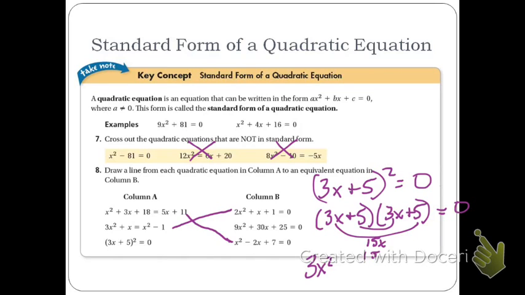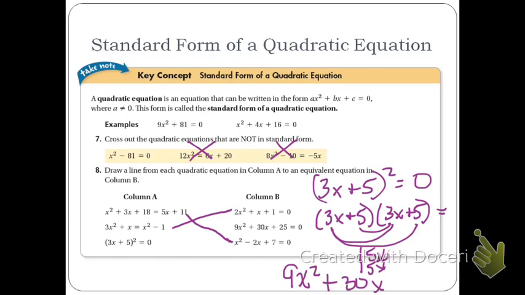I did make a mistake there on the F. Let me back up and do it again. So if I'm going to FOIL this, multiply my first two terms, 3 times 3 is 9x squared. Outside would be 15x. Inside is another 15x. I combine those together to get 30x. And then last, it's my 5 times 5 is plus 25 is equal to 0. So there you go.